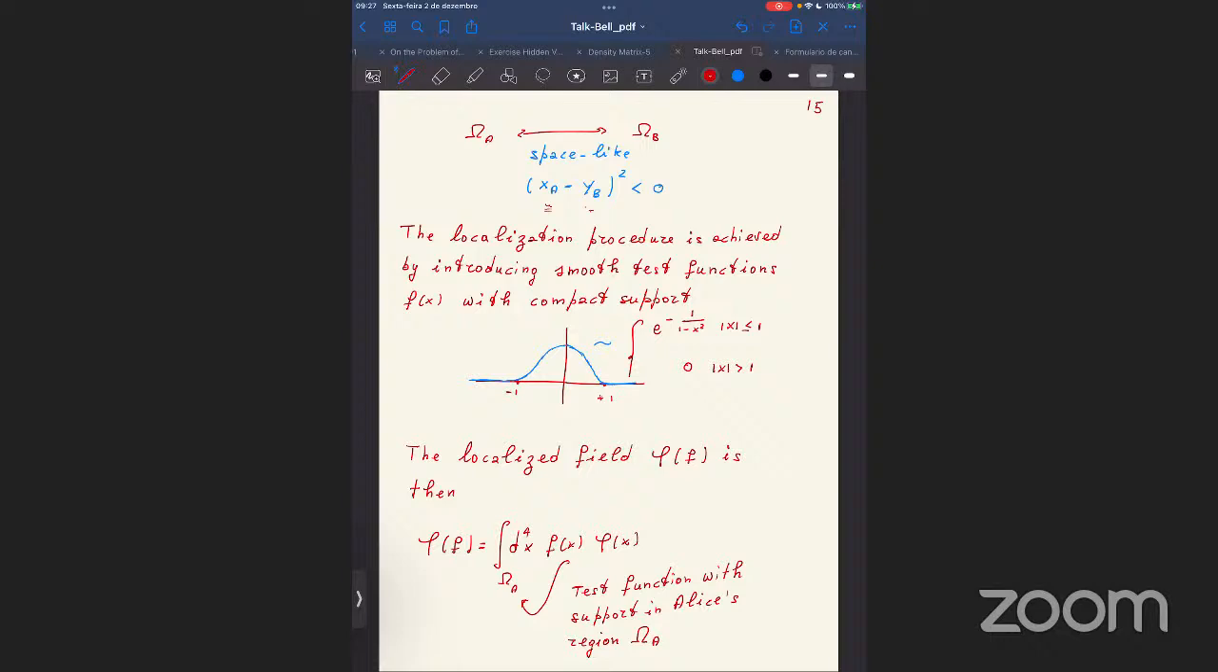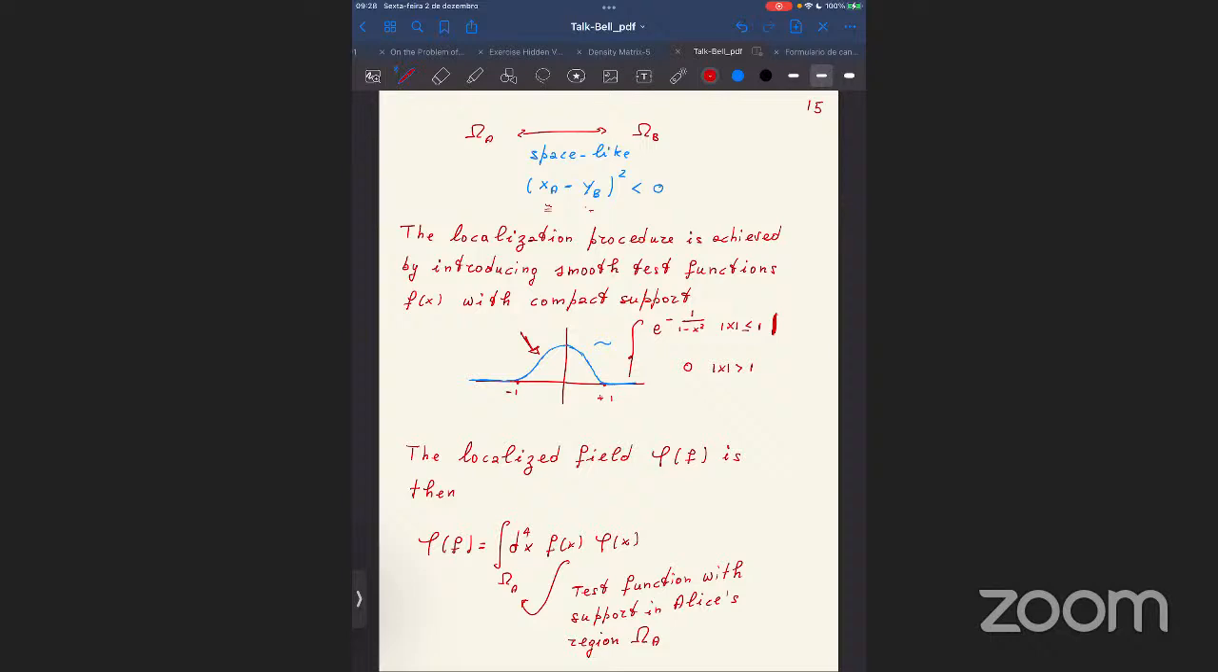The localization is a technical procedure which is achieved by introducing smooth test functions. For example, we can work with the so-called bump functions. We take a smooth function, which is continuous, all the derivatives are continuous functions, and this function is non-zero only between minus one and plus one, and then it is zero outside. So this function localizes, for example, a quantum field in the region minus one, plus one.